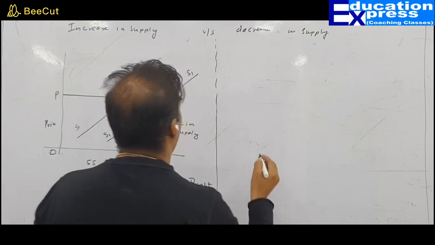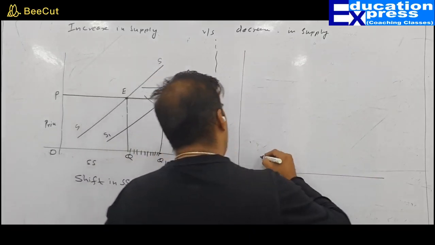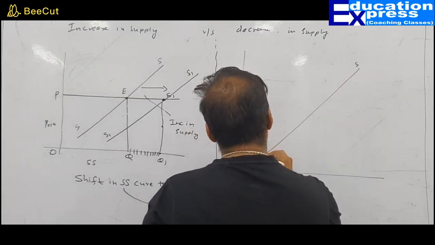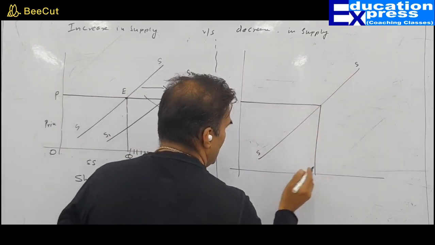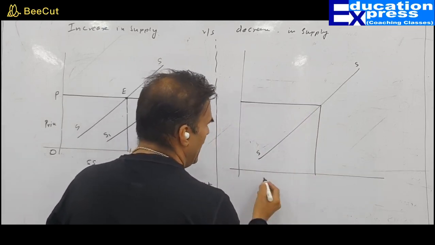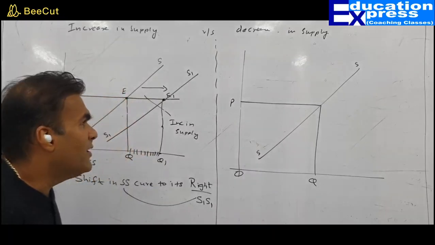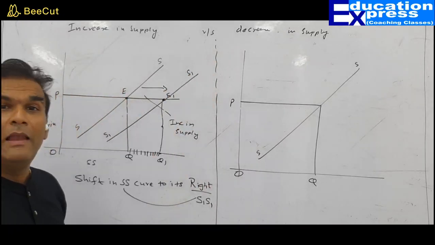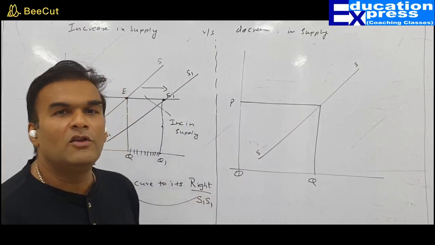Decrease in supply. How will it happen? Have a look over here. By default, this is my supply curve. What about the equilibrium? Sir, my equilibrium would be the intersection of demand and supply. OQ is the quantity offered, OP is the price. So the question is, for a decrease in supply, can I change the price? No. So price will remain the same.